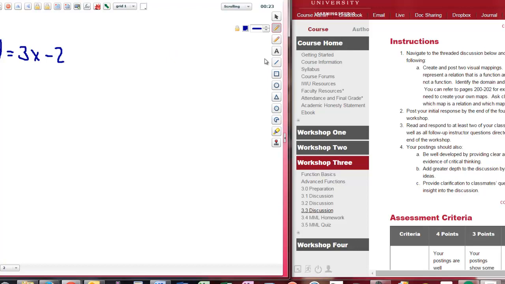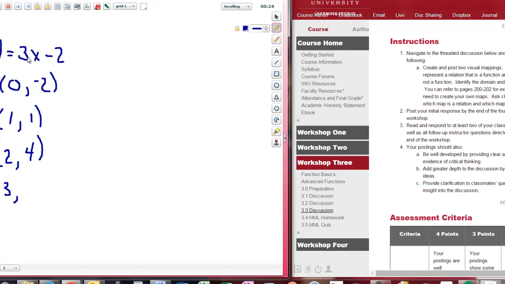Okay. So some points for this would be, let's see here, let's plug in 0. We plug in 0, 3 times 0 is 0, so it's going to be negative 2. If I plug in 1, I end up with 3 minus 2, which is 1. If I plug in 2, so I plug in the x value of 2, 3 times 2 is 6, minus 2 is 4. We'll grab 2 more points. We'll do 3.